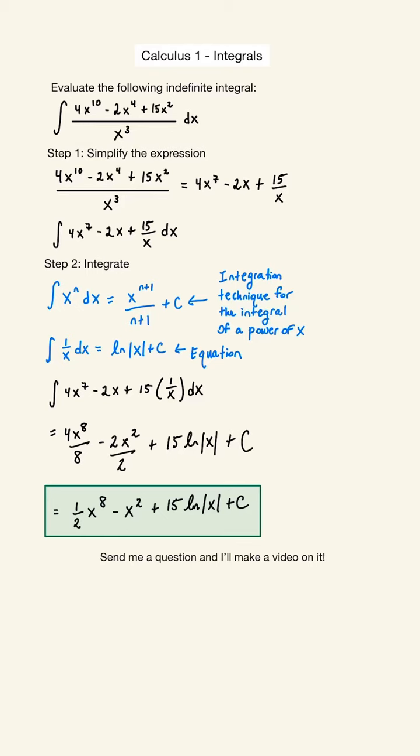Here we have another integrals example problem, and we want to evaluate the following integral. So the first step for evaluating this integral is we want to simplify our expression.